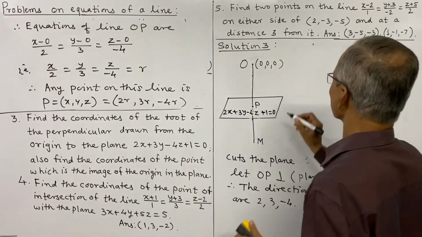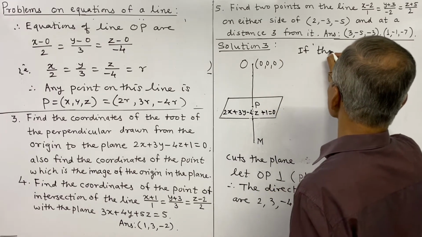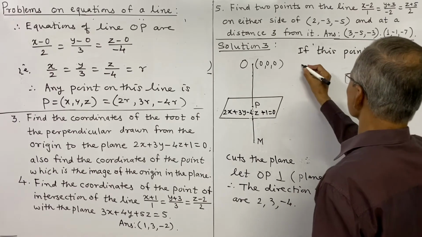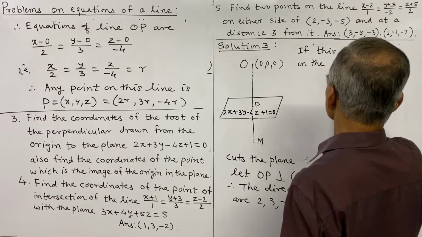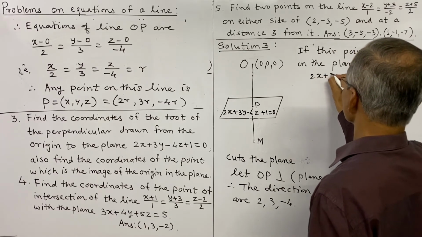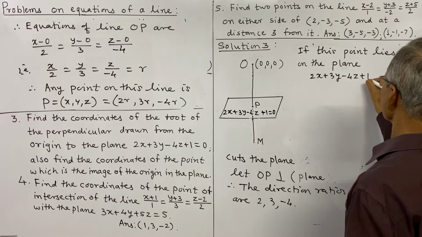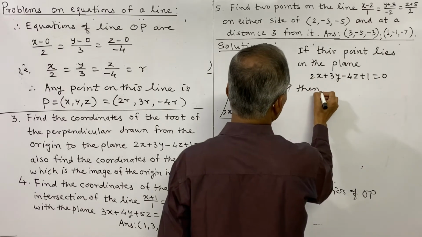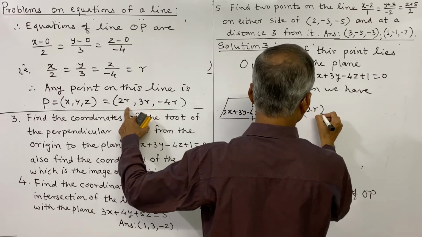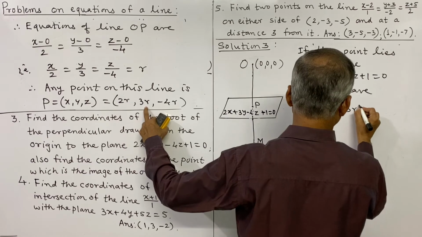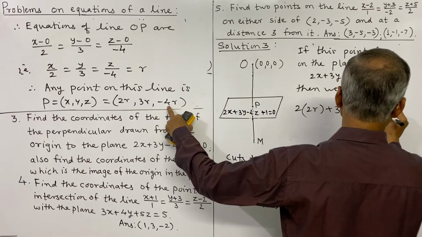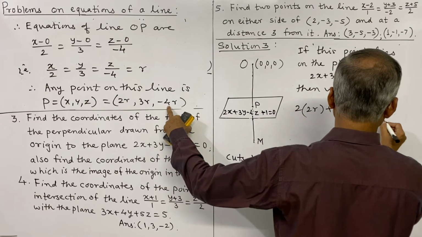If we further consider this point lies on the plane, the plane is 2x + 3y - 4z + 1 = 0. Then we have 2 into x, x is 2r, plus 3 into y, that is 3r, and minus 4 into z, z is minus 4r, plus 1 is equal to 0.